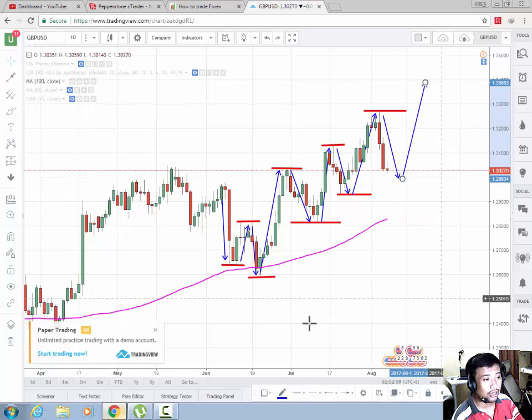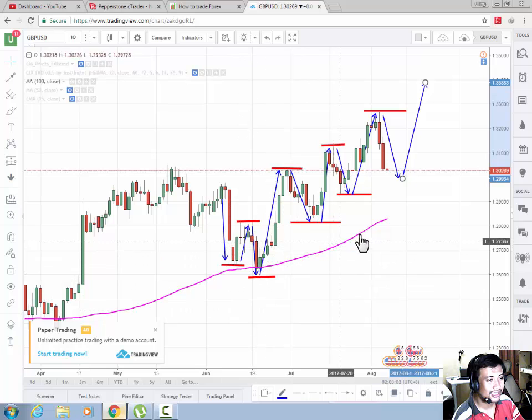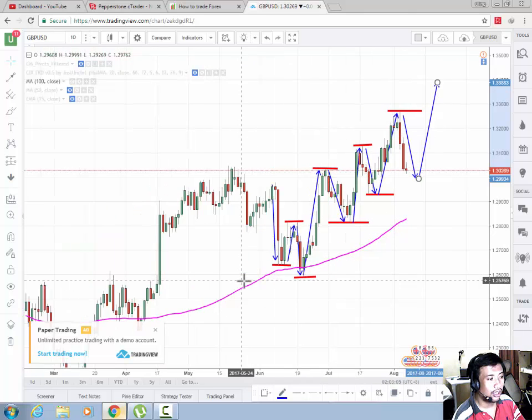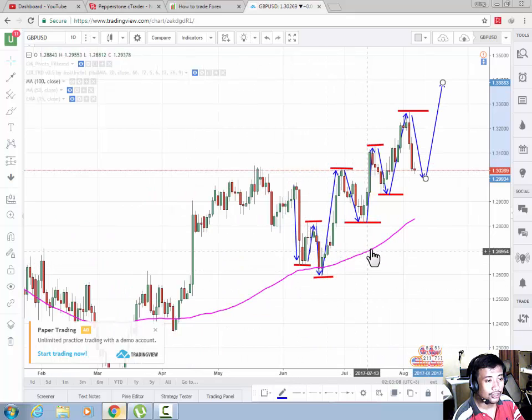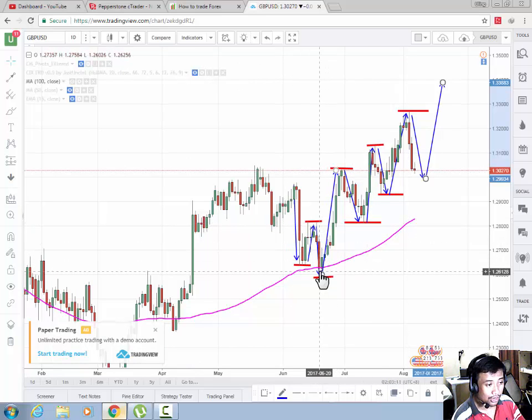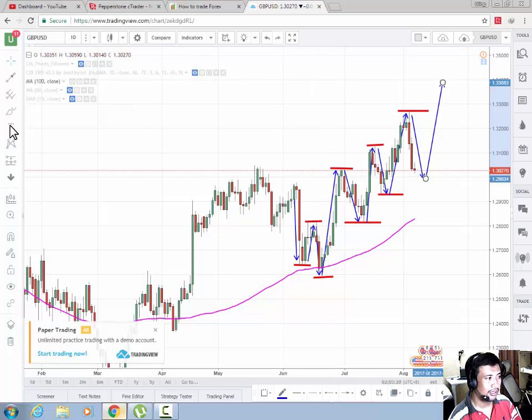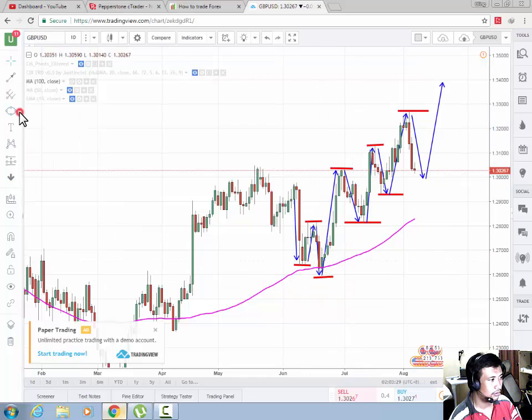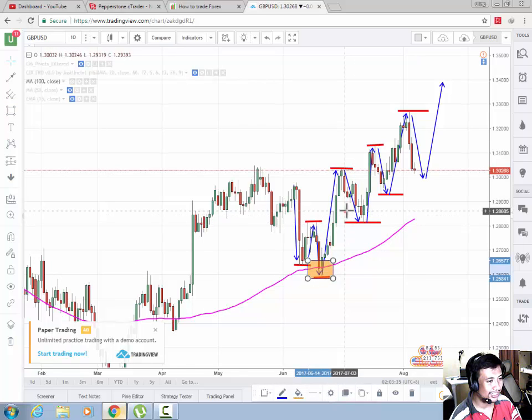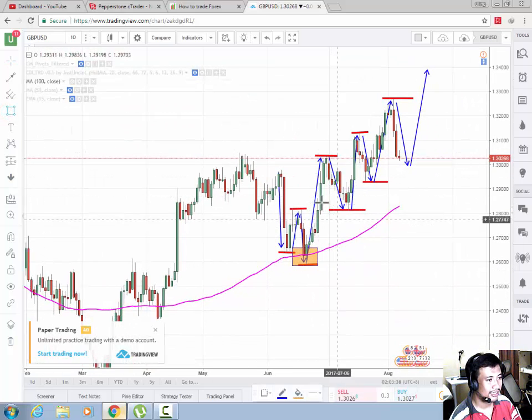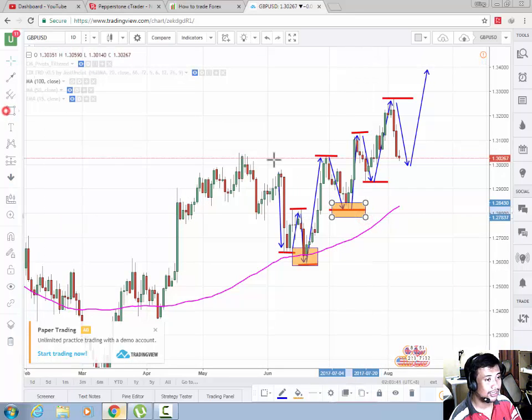If you could see, I'm turning it on. You could see that there is a higher trend. And the right way to get in the market is at this point. Let me circle this one. This point. Oops. This point. This point.